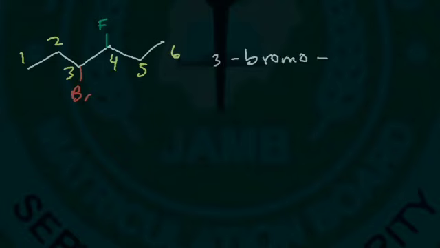Okay, so let's try this example. So, should we count starting from the left or from the right? Well, B, bromo, comes before fluoro. So we want bromo to have the lower numbers. So we're going to count from the left. 1, 2, 3, 4, 5, 6. So when we name it, it's going to be 3-bromo, 4-fluoro, rather than 4-bromo, 3-fluoro. So 3-bromo-4-fluorohexane.